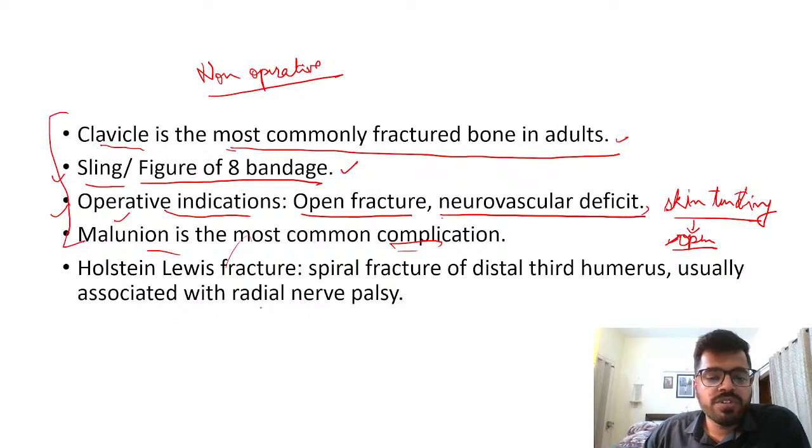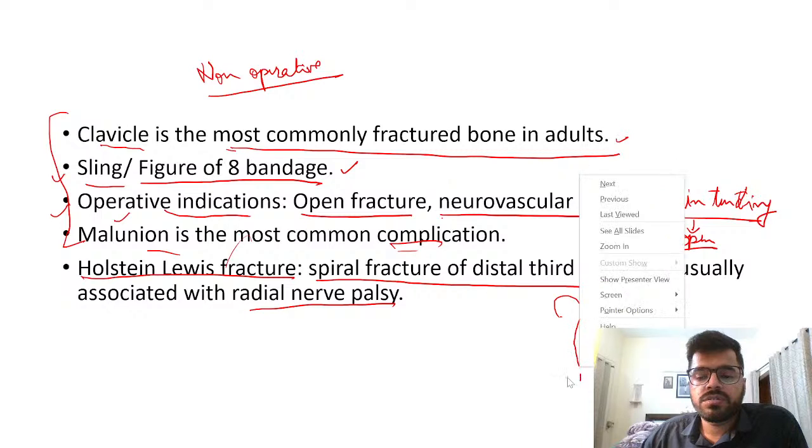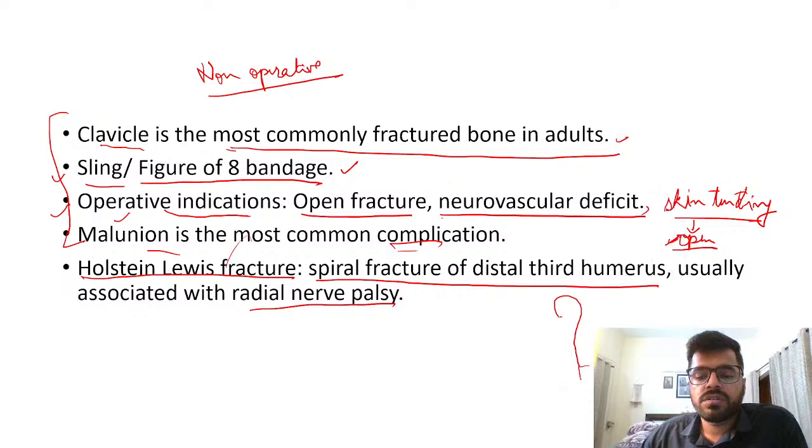Then we have humerus fractures. There is something called Holstein-Lewis fracture. Holstein-Lewis fracture is a spiral fracture of distal third of humerus, and it is usually associated with the radial nerve palsy. Why spiral fracture? Suppose this is the humerus. I know my drawing is very pathetic, but that's all I can do.